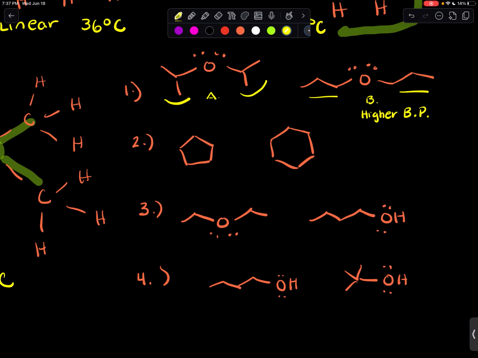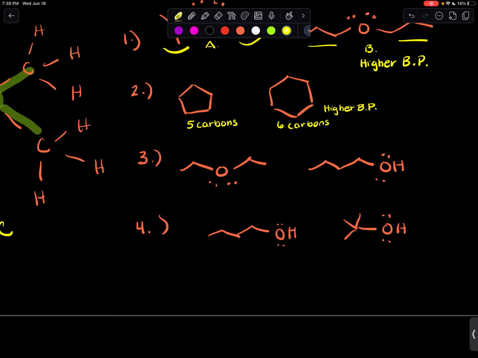All right, so let's look at 2. This one has how many carbons? Well, it's pentane, so it's going to have 5 carbons. This is a hexane, it's going to have 6 carbons. Because of that, molecular weight comes into play. Because we have more carbon atoms, we're going to have a higher molecular weight, and thus a higher boiling point. So this one's going to have a higher boiling point.